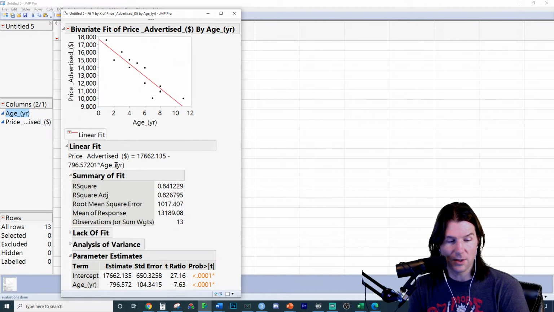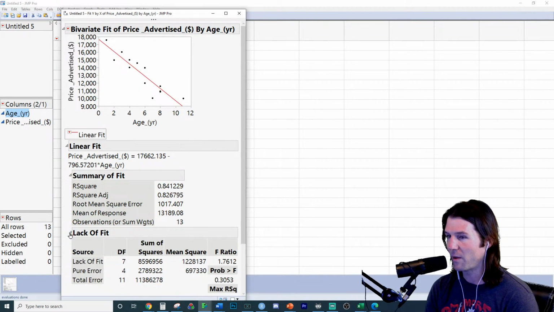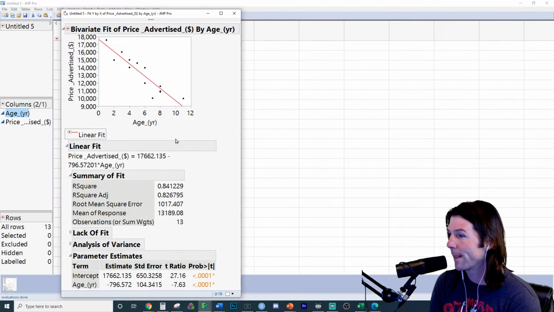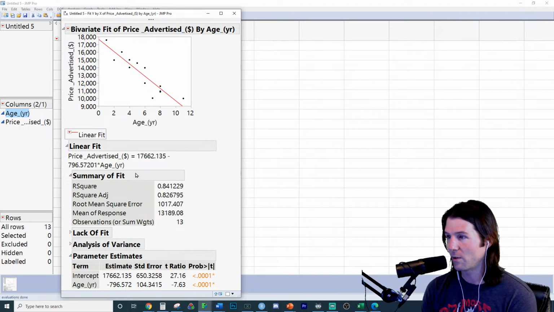We do not need the analysis of variance section. We won't talk about that in 201, nor the lack of fit. It's going to be a high p-value. Of course it is because it's a good fit. We won't talk about that in 201. So with this right here, we have all the output and we should understand what's going on.